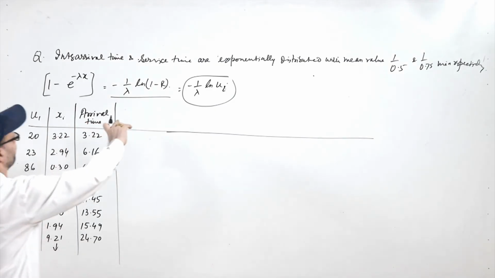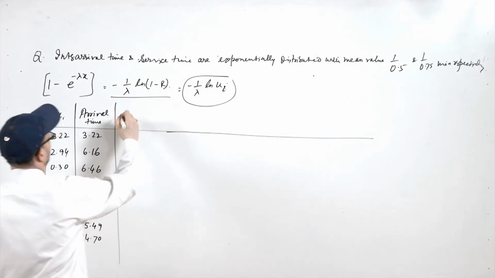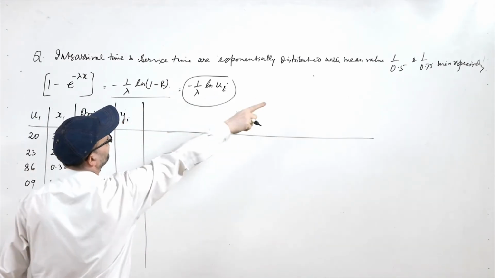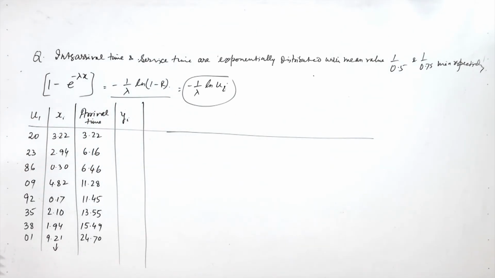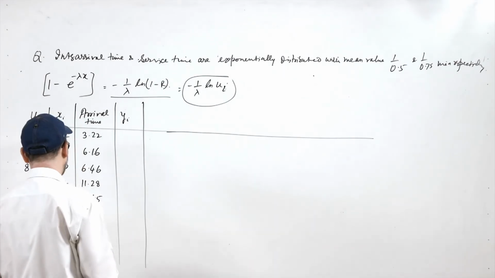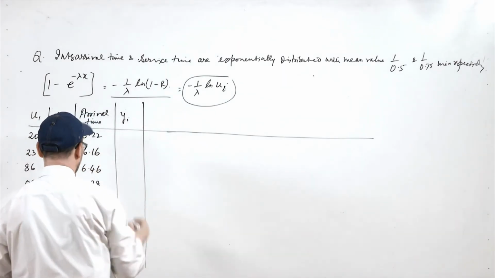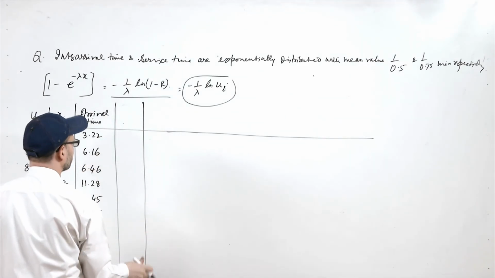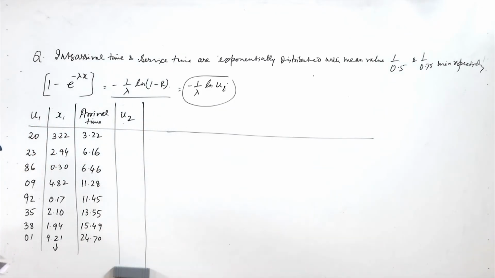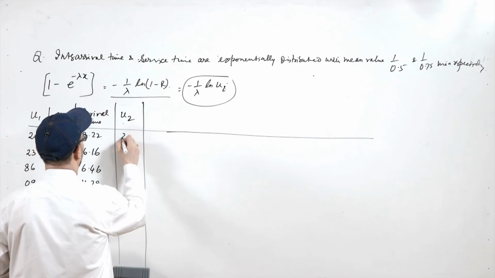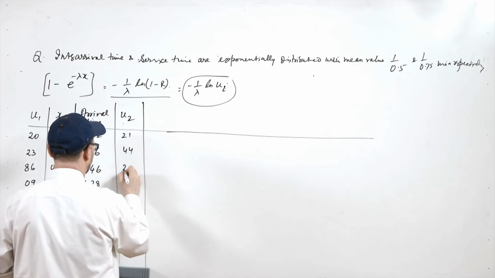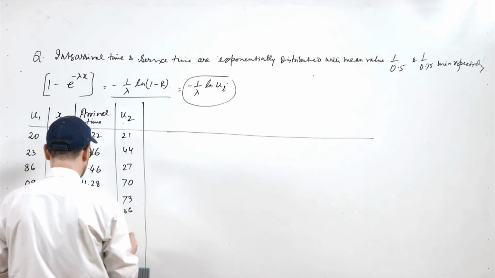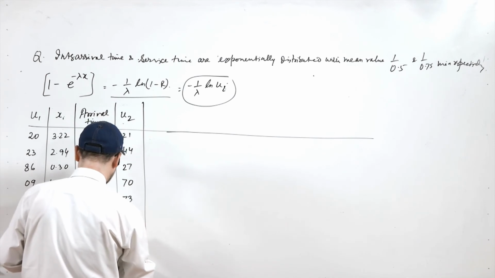Now, you have the next parameter, that is yi, which is your service time. The inter-arrival time was generated using the lambda value 0.5. If you put 0.75, in that case another value can be found, and u2. Before calculating yi, you have to have the u2 values. Suppose u2 you again take from the stream, and those values are 21, 44, 27, 70, 73, 36, then 59, 42, like that.